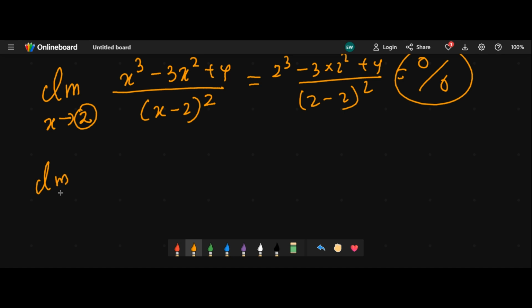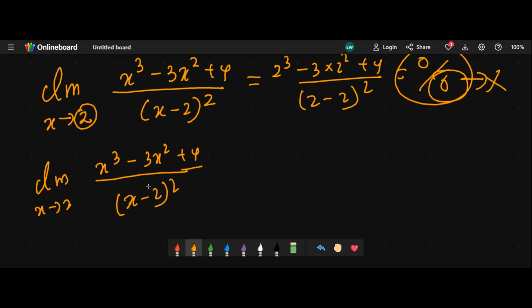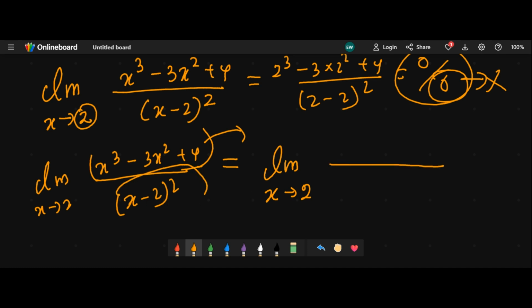0 divided by 0, you can't do that. In maths you can't divide a number by 0, so it is not allowed. So what you can do is, the answer for this will be equal to the derivative of this. It means you differentiate the numerator and write it here, and differentiate the denominator and write it here. The answer for this will also be equal to this. Both answers will be the same. So that is this rule.